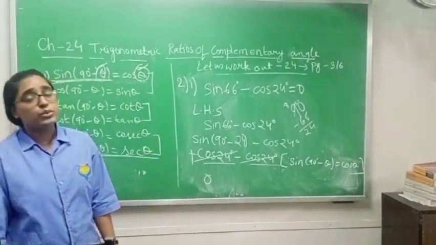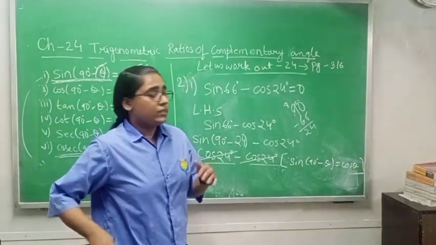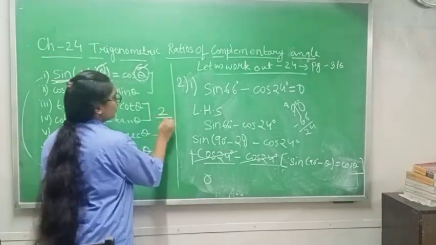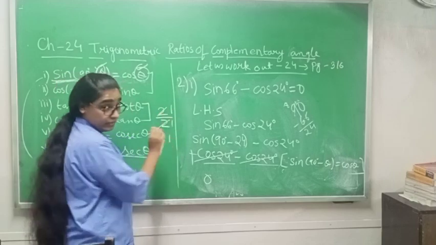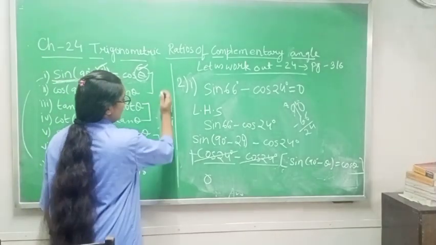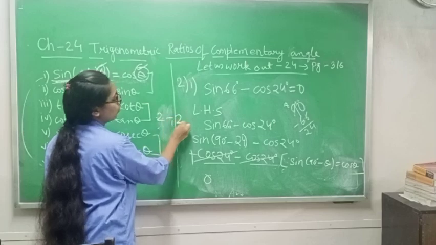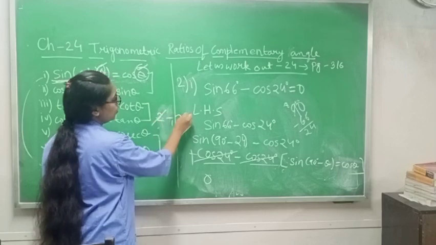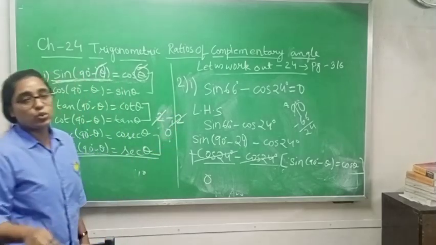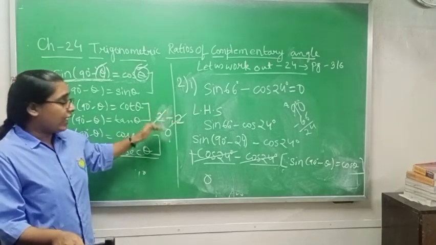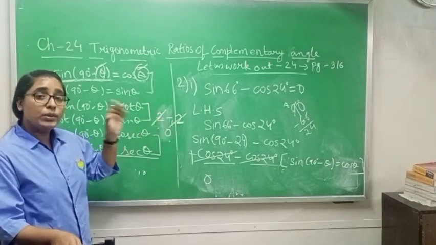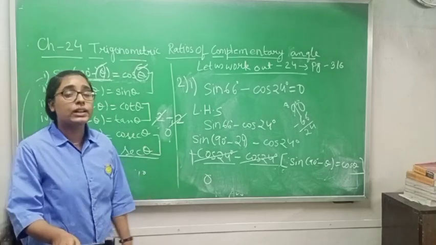Class 10, don't be confused when you are dividing. If it is 2 by 2 and you cancel this, 2 ones are 2, you will get answer 1. But if it is like this, 2 minus 2, you will cancel plus 2 minus 2, you will get 0. Understood? When you subtract or add, at that time you will get 0. When you multiply or divide, at that time you will get 1.